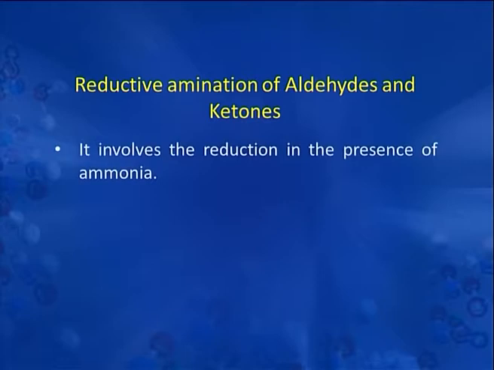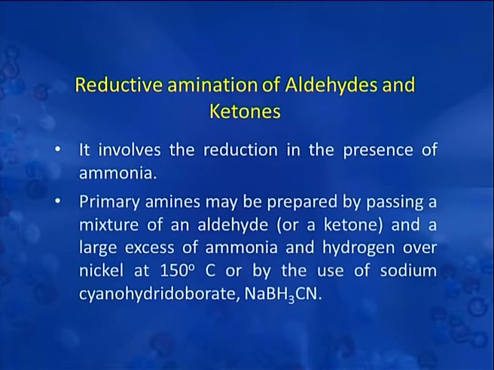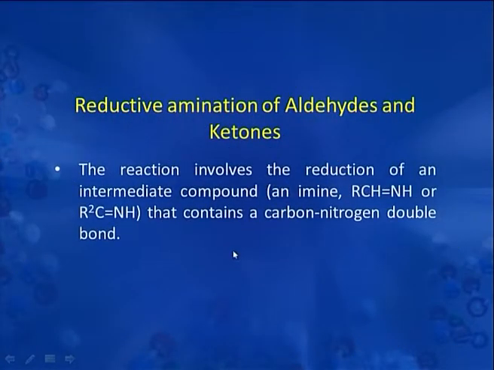We will now discuss another method for the preparation of amines via reductive amination of aldehydes and ketones. It involves the reduction in presence of ammonia. Primary amines may be prepared by passing a mixture of an aldehyde or a ketone and large excess of ammonia and hydrogen over nickel at 150 degrees centigrade, or by the use of sodium cyanohydridoborate. The reaction involves reduction of an intermediate compound, an imine, that is formed by the reaction of aldehyde or ketone with ammonia and that contains carbon nitrogen double bond.